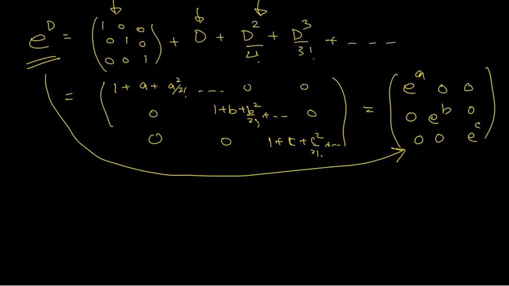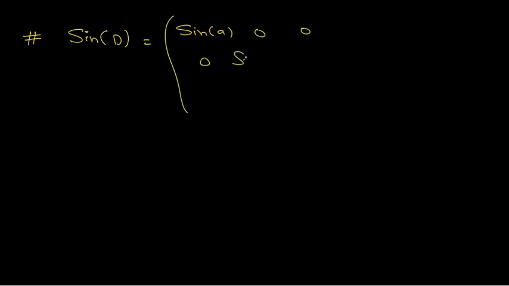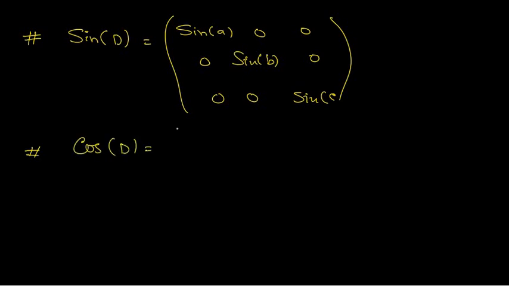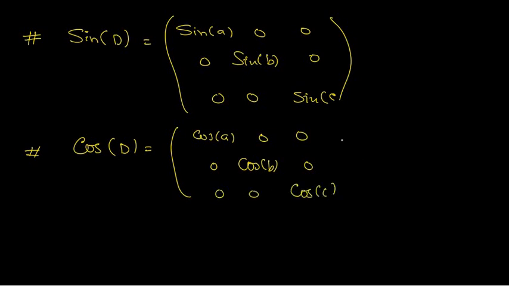Similarly, you can expand the sine and cosine functions. So you can write sine of d is nothing but a matrix with sine of a 0 0, 0 sine of b 0, 0 0 sine of c. So this is basically the sine transformation. If I ask you the cosine transformation, cosine of d will be equal to cos of a 0 0, 0 cos of b 0, 0 0 cos of c.